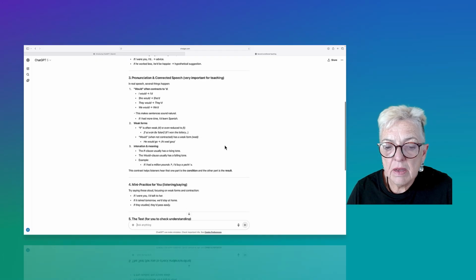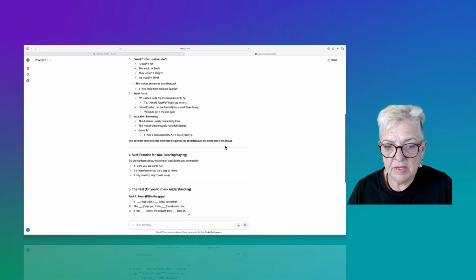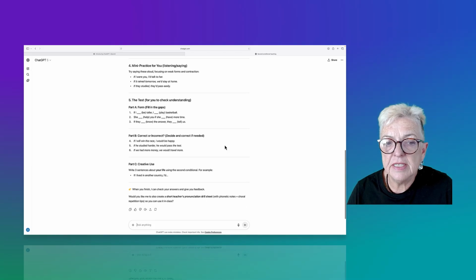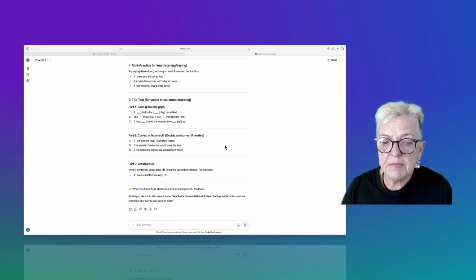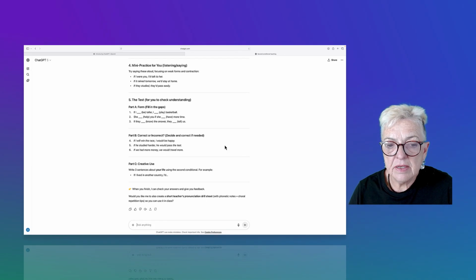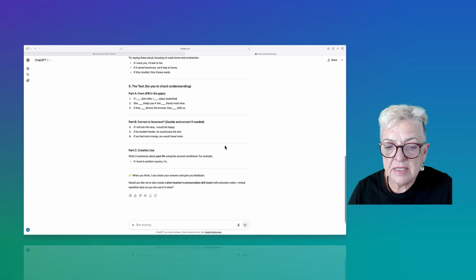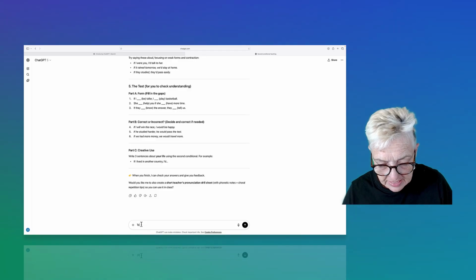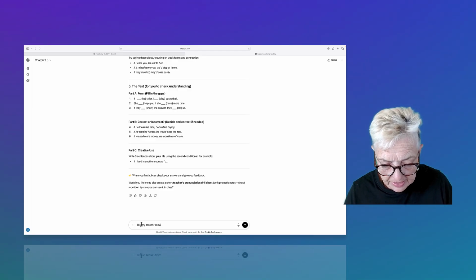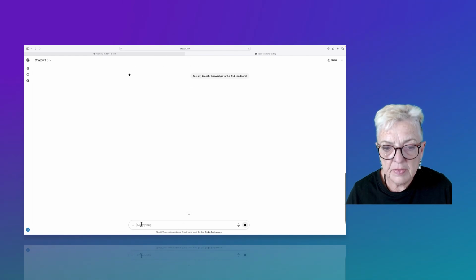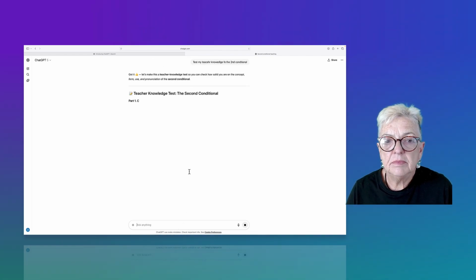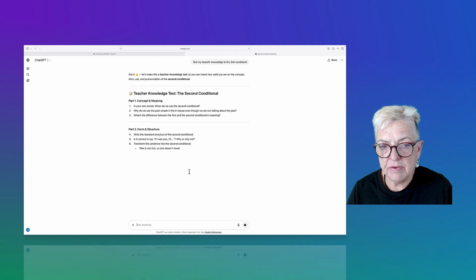Okay. Mini practice for me. So test your understanding, fill in the gaps. It's asking me to write three. Okay, so I'm going to say test my teacher knowledge of the second conditional. Let's see what happens, okay? So it's created a test for me.